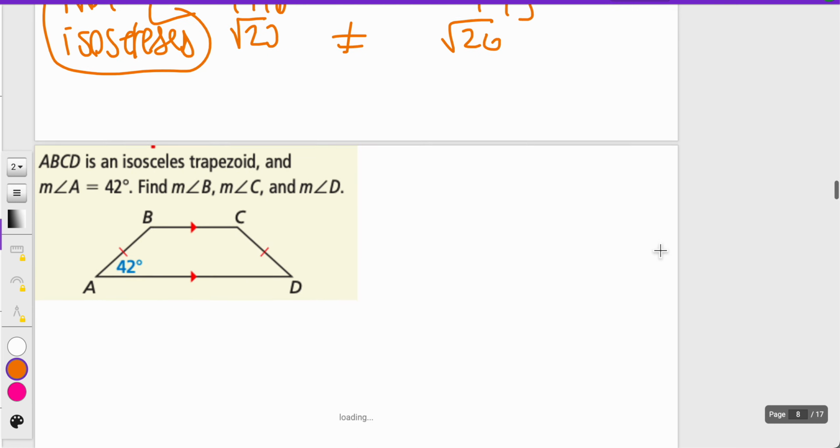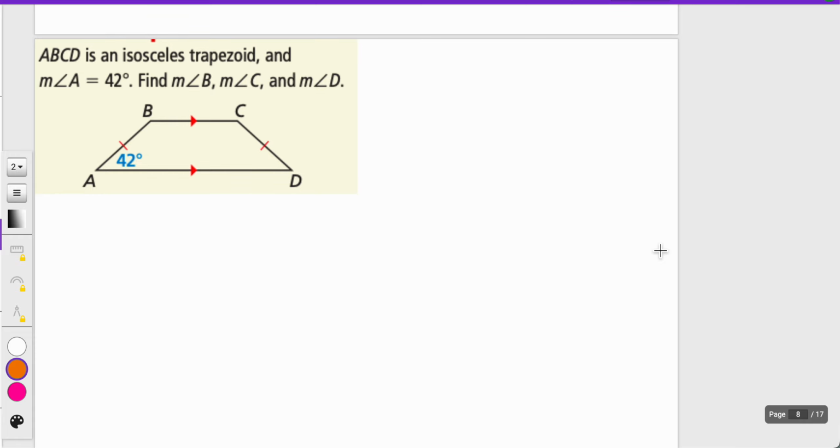Okay. Next up, if ABCD is an isosceles trapezoid and the measure of A is 42, then find the measures of B, C, and D. Using that theorem we just talked about, the isosceles trapezoid base angles theorem, if the trapezoid is isosceles, then each pair of base angles is congruent. So that means A and D should match with 42 degrees. I don't know what B and C are. Those are going to be a little bit different.